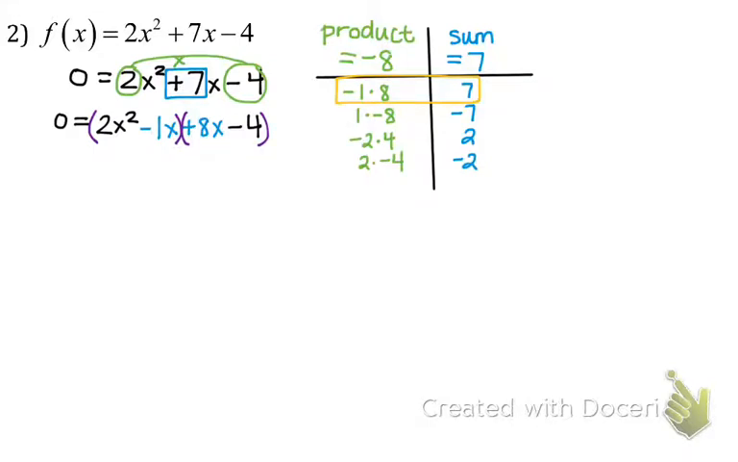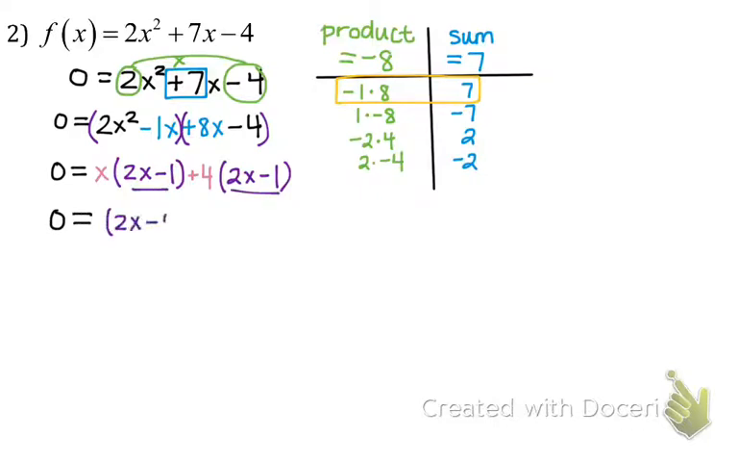And now that I have everything grouped off, I can look to see what I can factor out of these sets of parentheses. So I have 0 equals, and in 2x squared minus 1x, they both contain an x, so I can divide by x, leaving me with 2x minus 1. In my second set of parentheses, I can bring out a positive 4. When I factor out a positive 4, I'm left with 2x minus 1. So my common factor here is 2x minus 1, and my remaining factor is x plus 4.